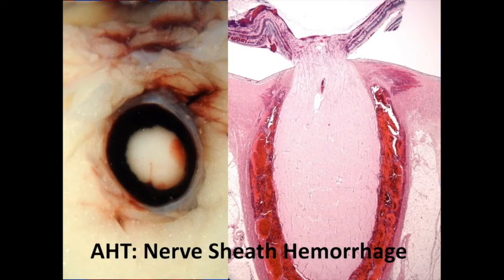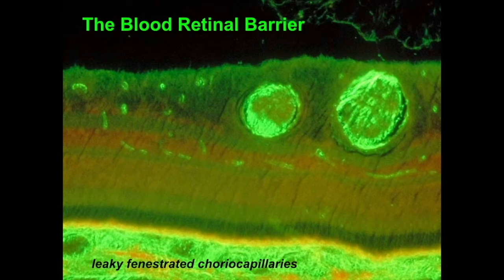The largest amounts of blood tend to be located in the ampulla closest to the back of the globe. This case also has retinal hemorrhages and retinal folds. Blood-retinal barrier. The blood-retinal barrier is sort of analogous to the blood-brain barrier. It's a series of anatomic specializations that prevent the retina from being overwhelmed with excess fluid and metabolites.